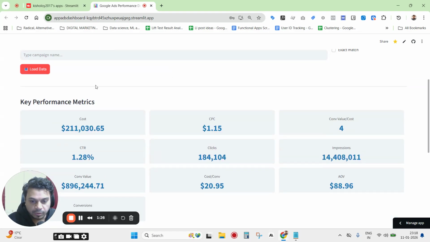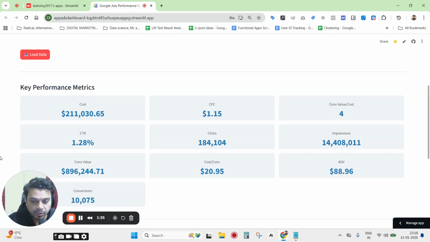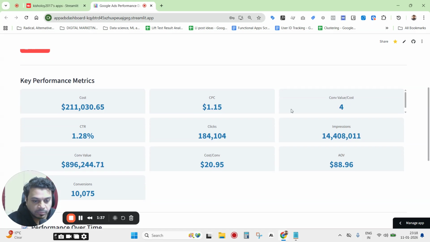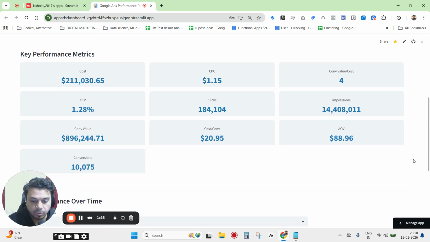Okay, and you'll see that there are key performance metrics here, and for each of these key performance metrics, you get a nice box metric here: cost, CPC, ROAS, CTR, clicks, impressions, conversion value, cost per conversion, AOV, and conversions. Your usual suspects are all here.